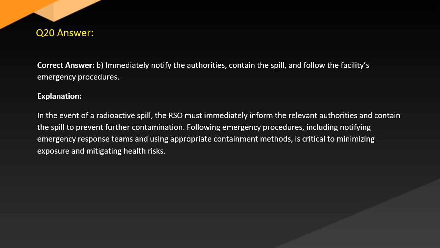Answer. Correct answer: B. Immediately notify the authorities, contain the spill, and follow the facility's emergency procedures. Explanation: in the event of a radioactive spill, the RO must immediately inform the relevant authorities and contain the spill to prevent further contamination. Following emergency procedures, including notifying emergency response teams and using appropriate containment methods, is critical to minimizing exposure and mitigating the hazard.